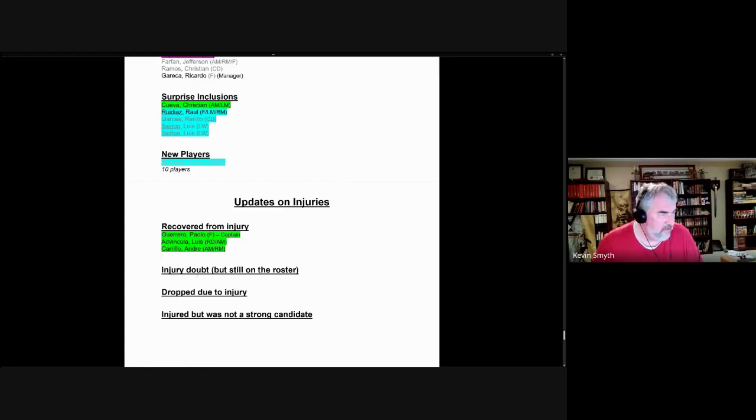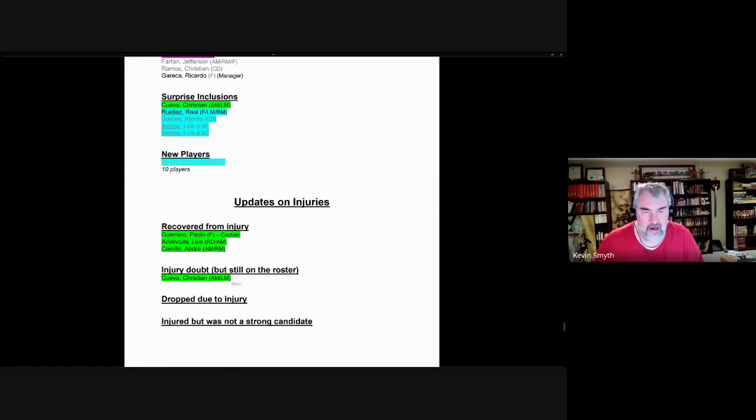Next, we have players who are injury doubts, but they're still on the roster. So basically, these are recent injuries. Christian Cueva on the injury list with what's called a contracture. So he's still on the injury list. A contracture is a tightening of the muscles, but he was selected. He was listed as injured for both games, Christian Cueva. So maybe we'll hear about him as recovering still from injury in the Cup.